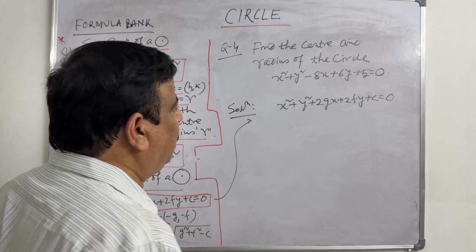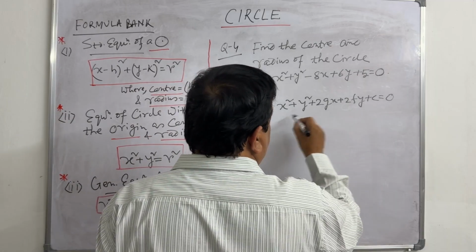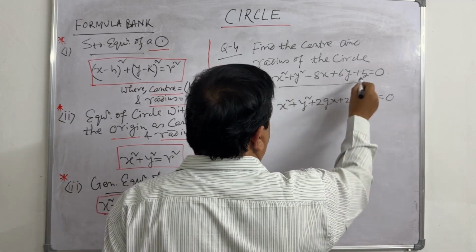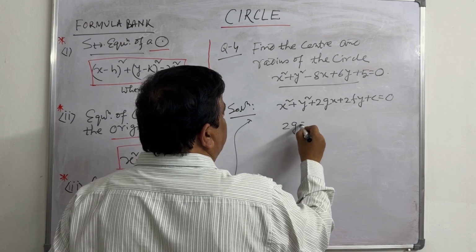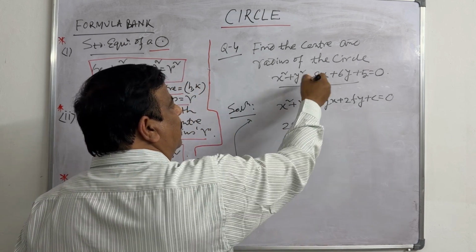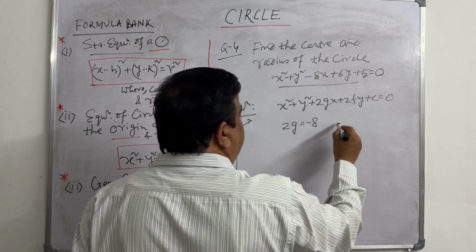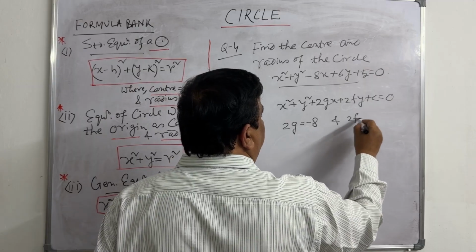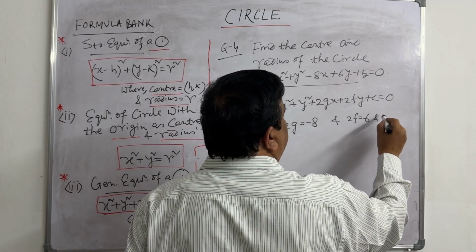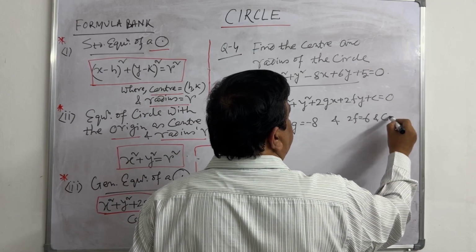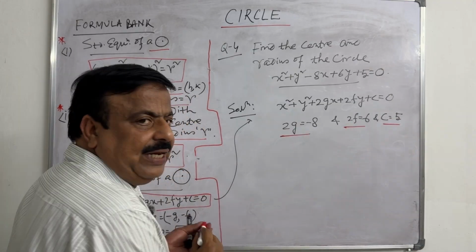Okay? So if you compare this equation with the given equation, then we can write twice g is equal to minus 8. Okay? And twice f is equal to 6, and the constant term c is equal to 5. This is clear?